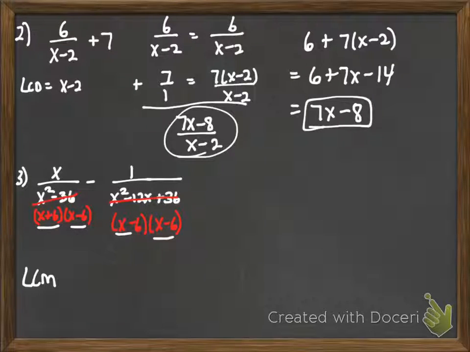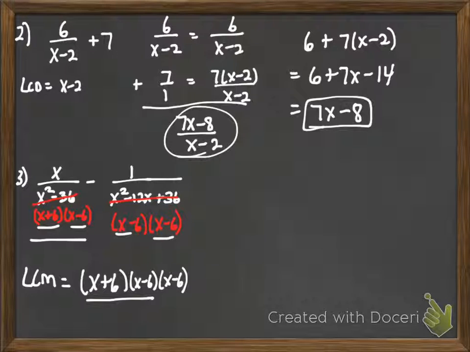So we want to find our LCM or LCD, whichever you want to call it. We need an x plus 6 and an x minus 6. That'll take care of the first fraction over here. But then we need to have an x minus 6 and an x minus 6. We already have one there, but we need to have our second one as well. So we put it all together, and we have our LCM.